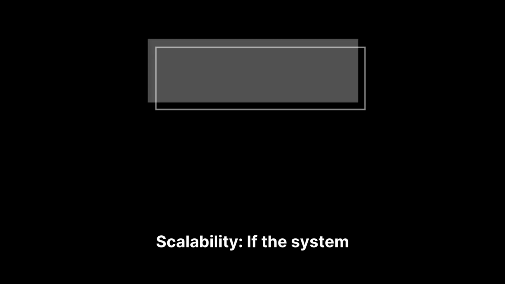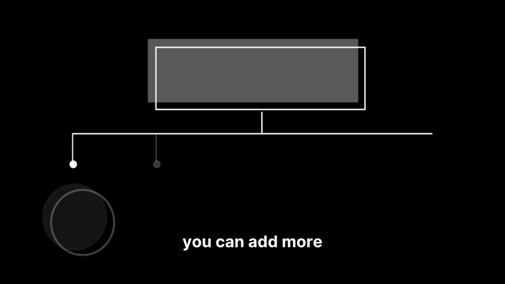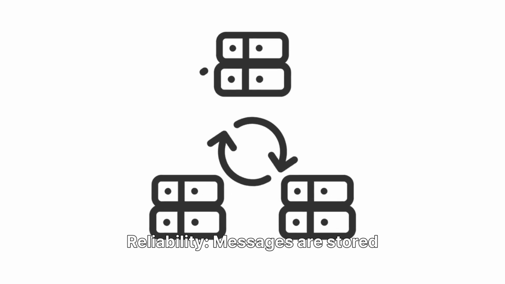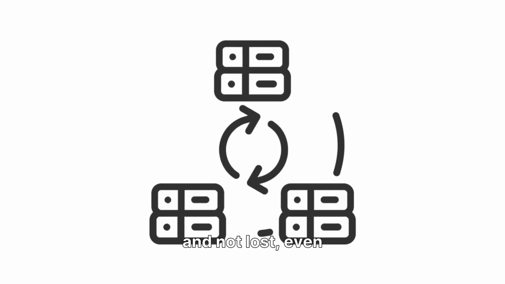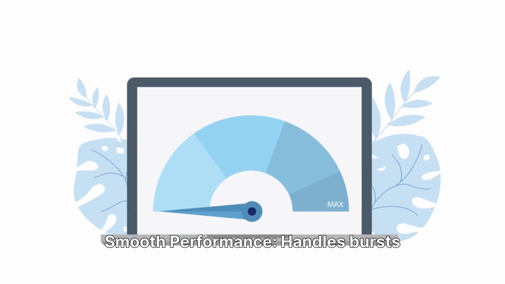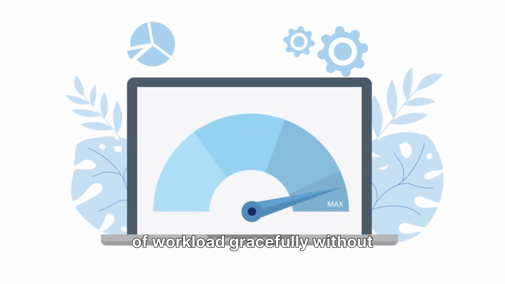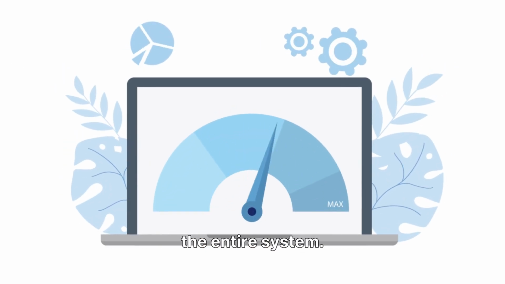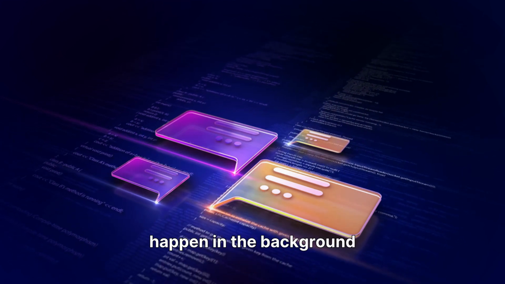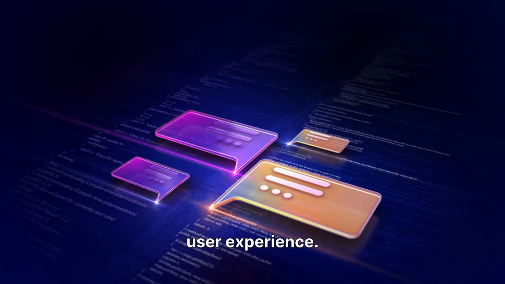Scalability. If the system is under heavy load, you can add more consumers to process messages faster. Reliability. Messages are stored and not lost, even if parts of the system temporarily fail. Smooth performance. Handles bursts of workload gracefully without crashing or slowing down the entire system. Asynchronous processing. Tasks can happen in the background without blocking the main user experience.